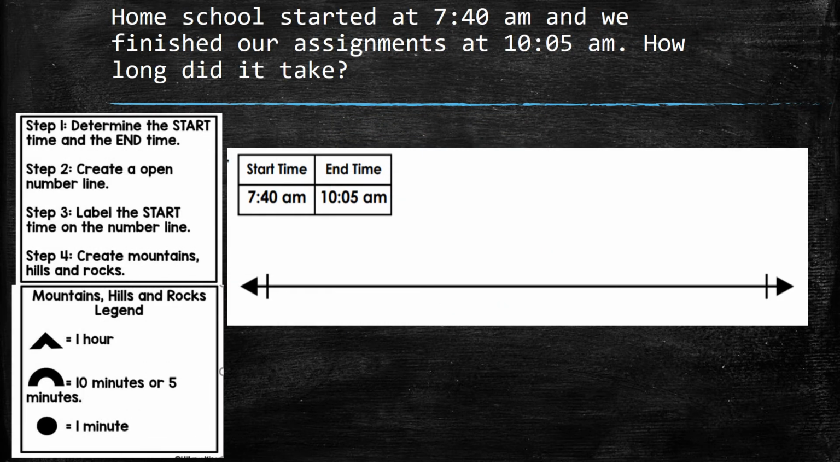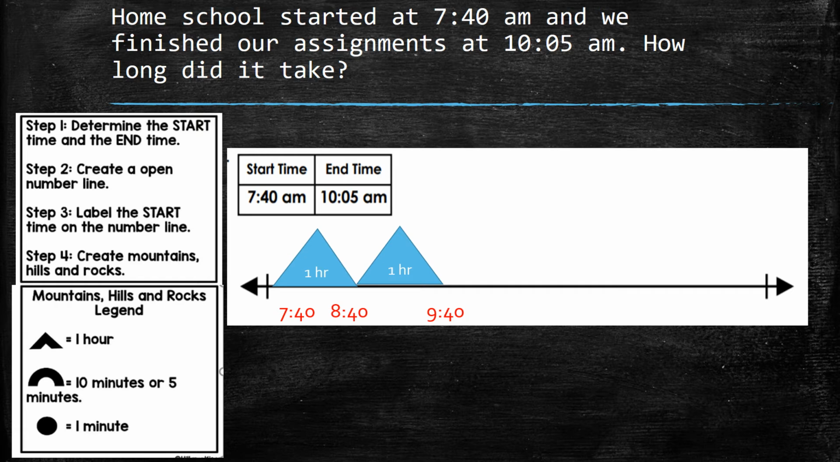All right, here's our next activity. Homeschool started at 7:40 a.m. We finished our assignments at 10:05 a.m. How long did it take us? Might be about what you guys are doing. So there's my start time, my end time, and my number line. So my start time is 7:40. And then I'm going to draw a mountain, which makes it then 8:40. I can draw another mountain, making it 9:40. But can I draw another mountain?